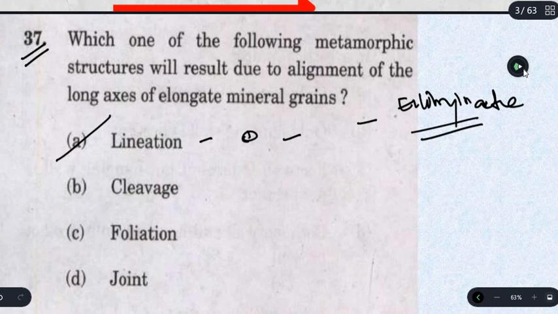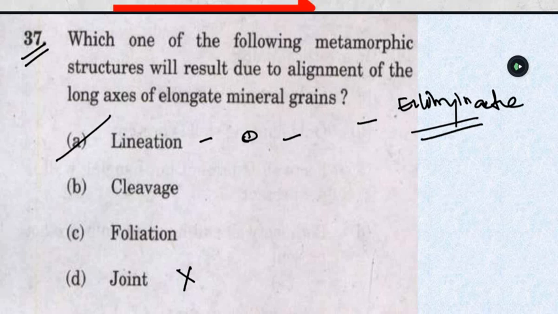You just tell me. Joint will not be the right answer. Are you all agree with this? Because joint is simply a fracture plane where there is no displacement. Am I right or wrong? But a fault is also a fracture plane where there is some displacement. Am I right or wrong? So joint will not be the right answer. Okay. Cleavage will not be the right answer.